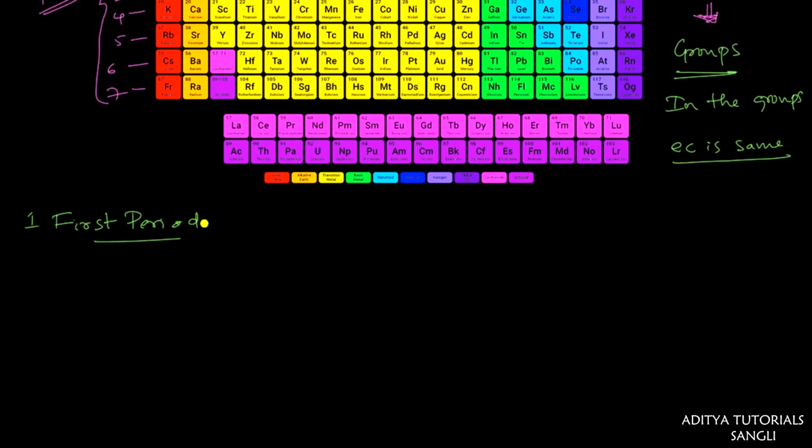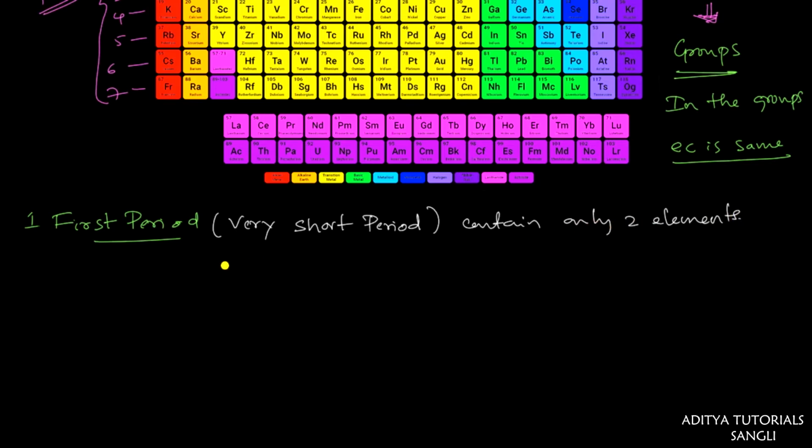So it is actually a very short period. It is not called a short period, it is called a very short period, and it contains only 2 elements here. The configuration for the first period should be 1s, because in the 1s there should be accommodation of 2 electrons, therefore 2 elements are there.